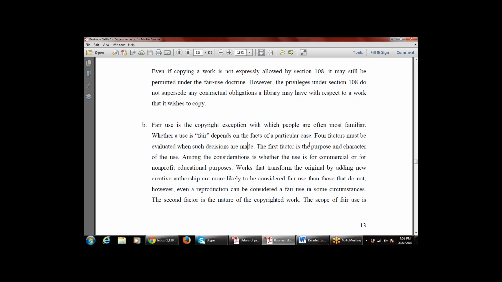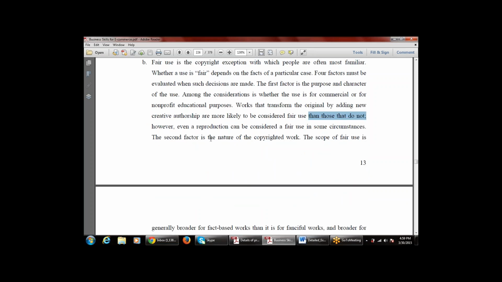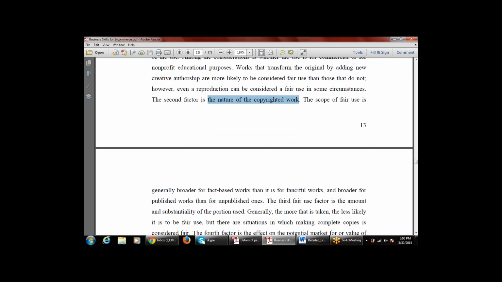The first factor is the purpose and character of the usage. That is, what is the main purpose and what is the main character of the use. Among the considerations is whether the use is commercial or for a non-profit organization. So what is the main purpose of using the copyrighted work? Works that transform the original by adding new creative authorship are more likely to be considered fair use than those that do not. The second factor is the nature of the copyrighted work.